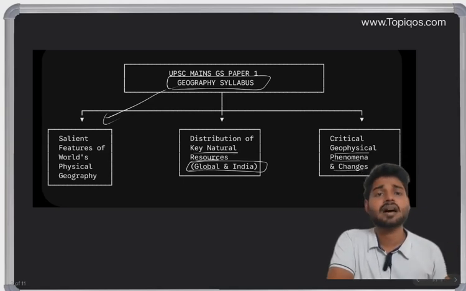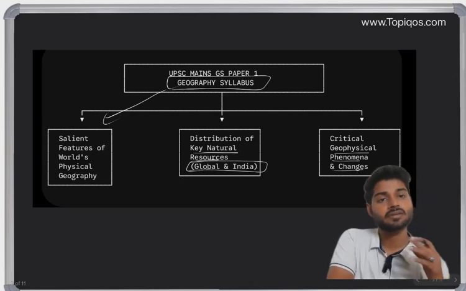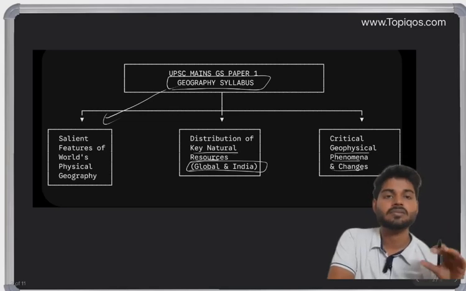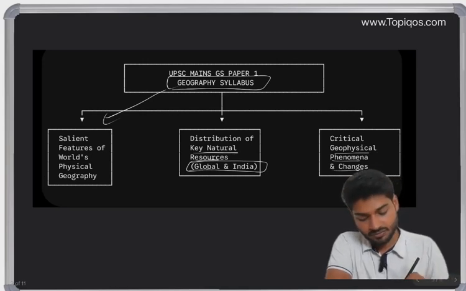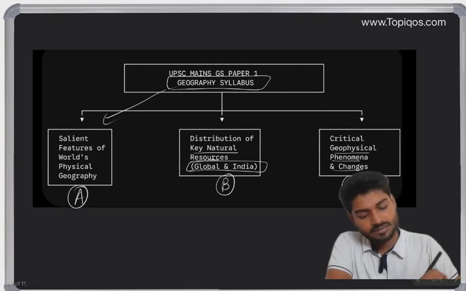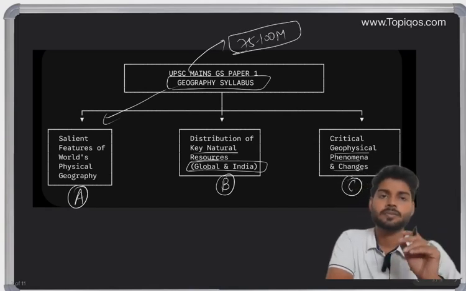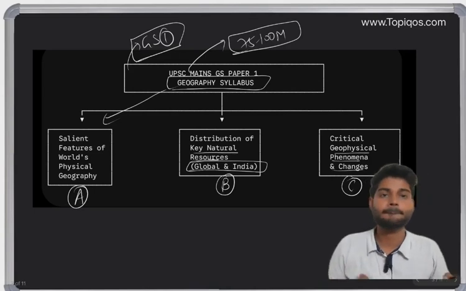and some changes like ice, glaciers. We have an environmental effect on these and several critical geophysical phenomena, the phenomena which are in a critical position now. So we are going to study about that also. So this is A part of your syllabus. This is B and C, and this constitutes around 75 to 100 marks in UPSC Mains, and your geography comes under GS Paper 1. Okay, is that okay?